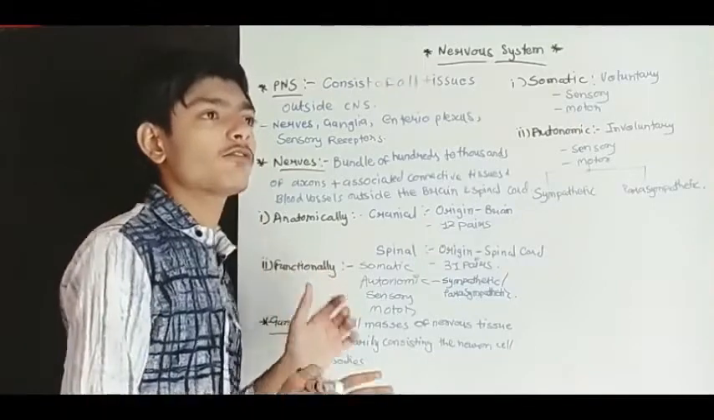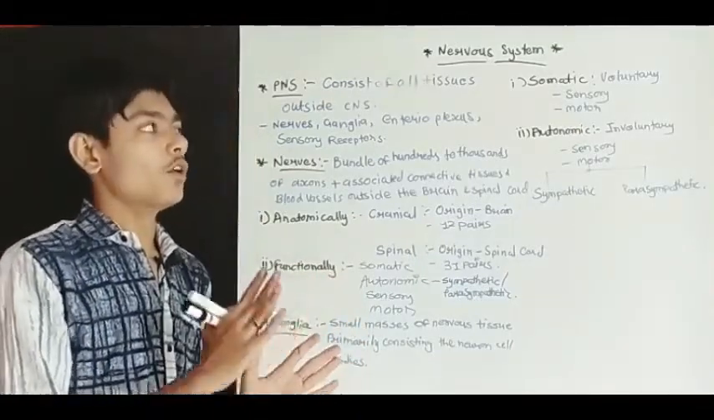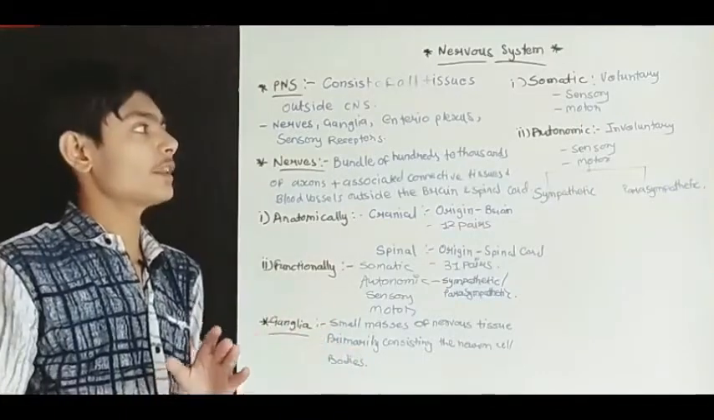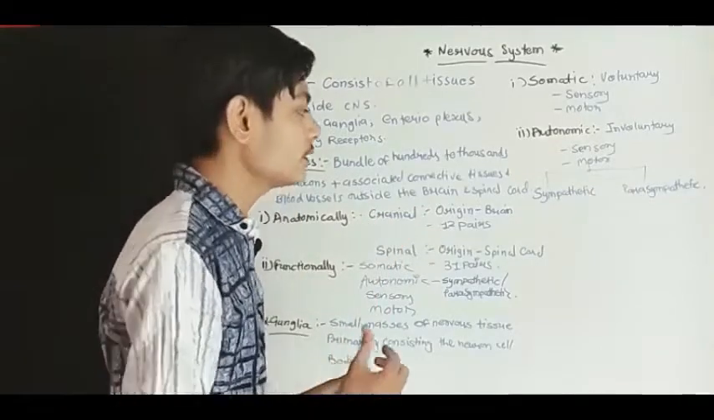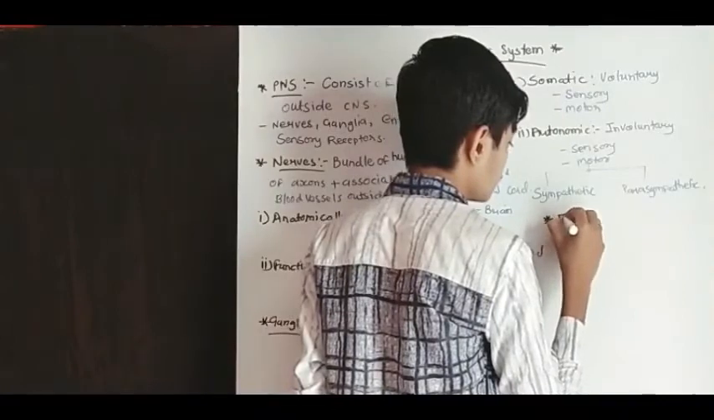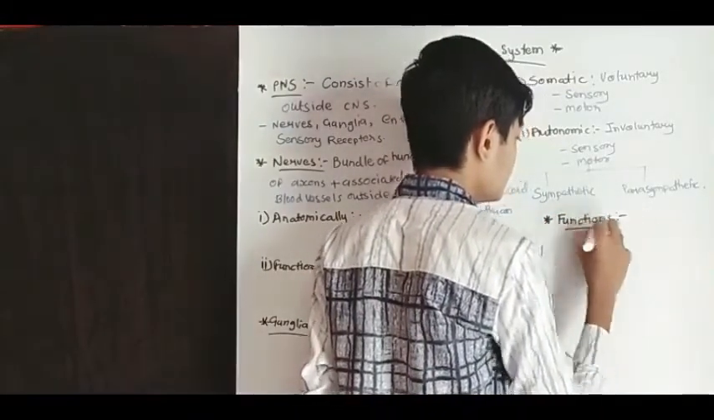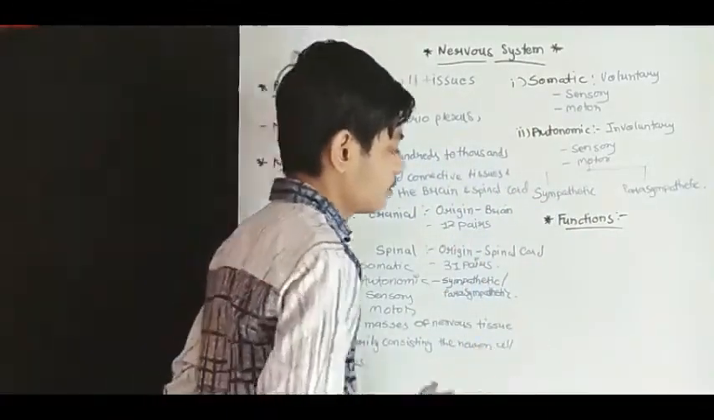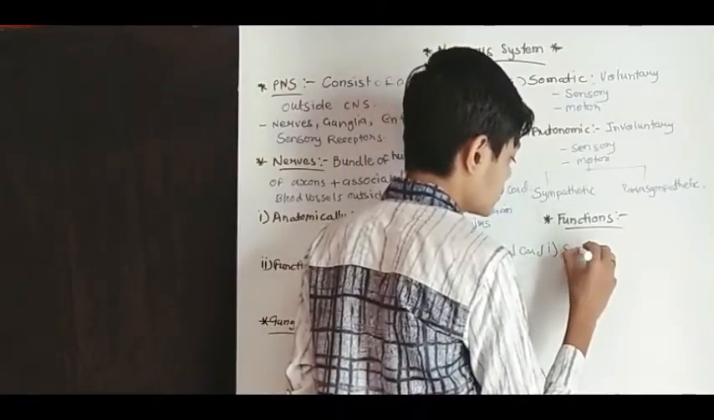Now let's move to the functions of the nervous system. These functions are of the whole nervous system, not only of the central nervous system, not only of the peripheral nervous system, but the whole of the nervous system. Here we will mainly discuss three functions of the nervous system. The first function is the sensory function.